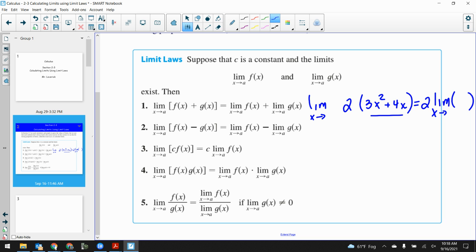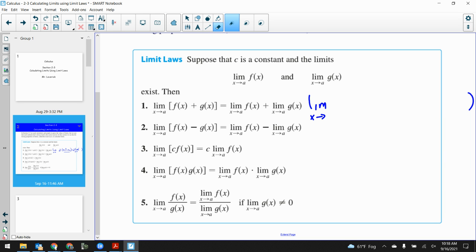Okay? If I take the product of two functions, so maybe I have the limit of two things like x plus 1 and x plus 3, I can take the limit of each one of those and then multiply them together in the end. I could take the limit of x plus 1 and then the limit of x plus 3 and then multiply them in the end if that helps me.